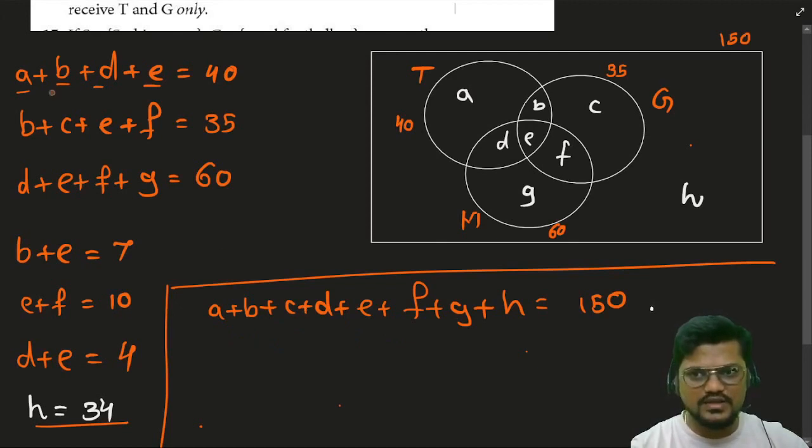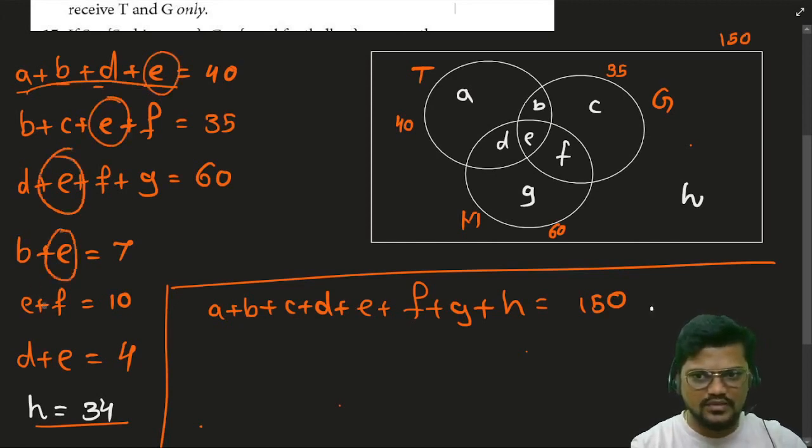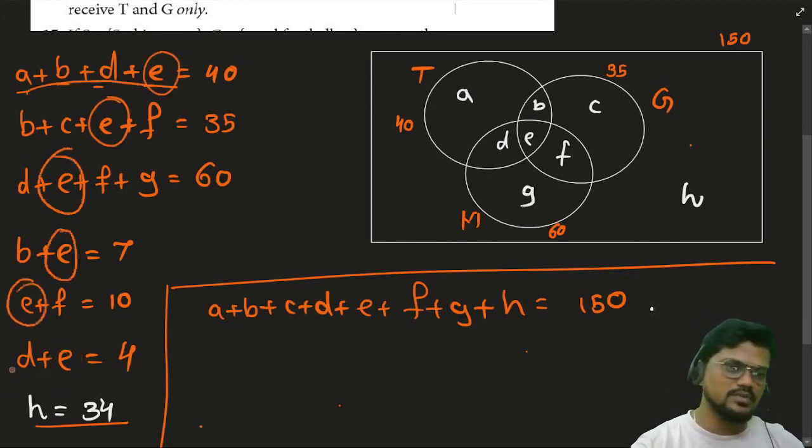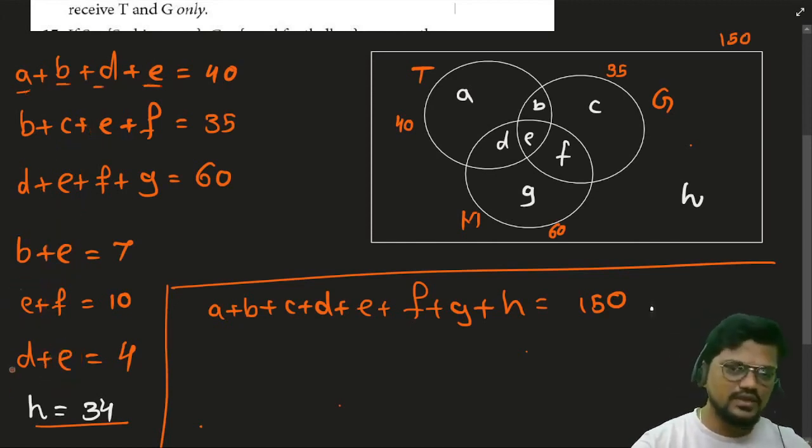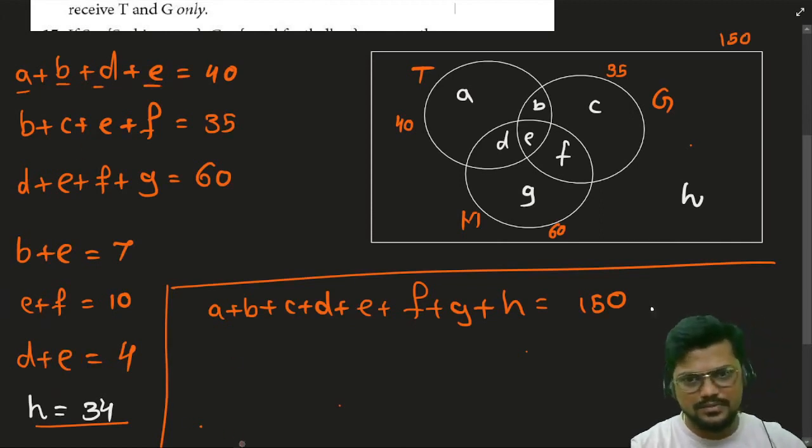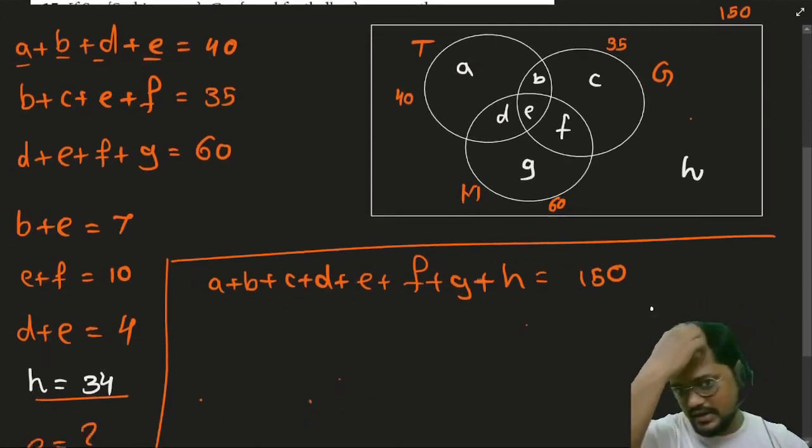But for that, the problem is A plus B plus D plus E is given. Now over here also E is included, over here also, over here also. Everywhere E is included. That's the main problem to solve. Wait, we'll solve it, no problem. Okay. Now over here, we have this.